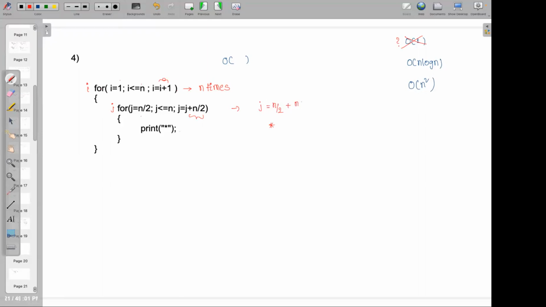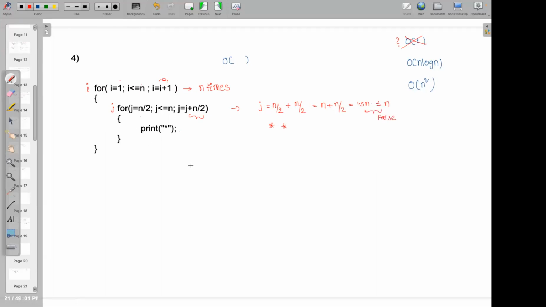Next time I am adding another n by 2. So n by 2, then what will it be? It is n, right? So is this condition true or false? True, because n is less than or equal to n, which means one more star will be printed. After that, if you add another n by 2, this is going to become 3n by 2, which means 1.5 into n. Now tell me, is this condition true or false? No, it is false, definitely, because 1.5n is not less than or equal to n. This is false. Now, can you help me?